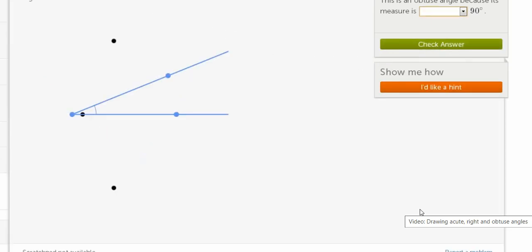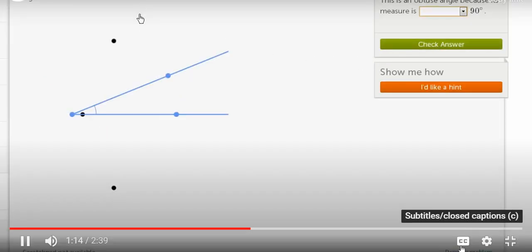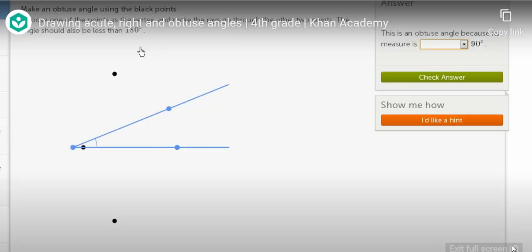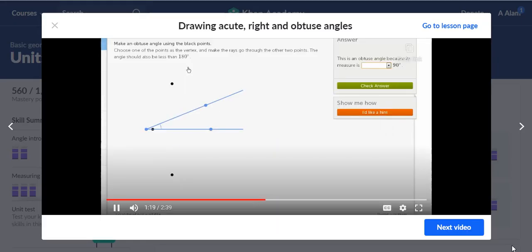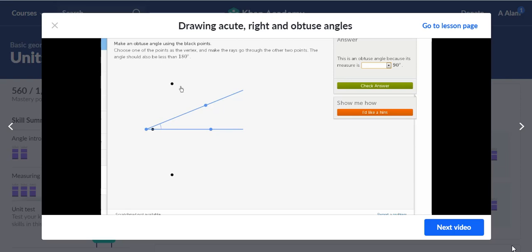Make an obtuse angle using the black points. Choose one of the points as the vertex and make the rays go through the other 2 points. The angle should also be less than 180 degrees. So you could think of it several ways. You could just try to pick that point, but then when you go through these other 2 points, this right over here is an acute angle. This is less than 90 degrees.